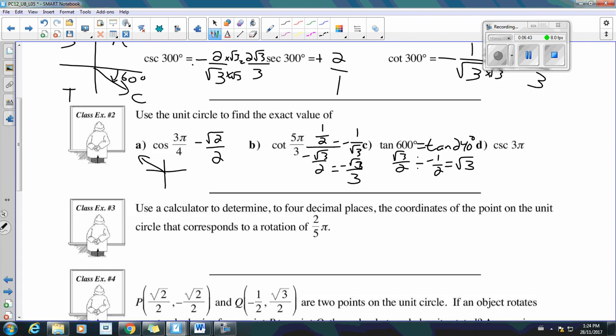Last one, cosecant of 3 pi. Well, it's easiest if we work with the principal angle between 0 and 2 pi. So subtracting 2 pi from this tells us this would be coterminal with the angle pi. The angle pi is along the negative x-axis. It has an x-coordinate of negative 1 and a y-coordinate of 0. Remember, cosecant is the reciprocal of sine. So sine of pi is 0, so cosecant is 1 over 0, which is undefined.